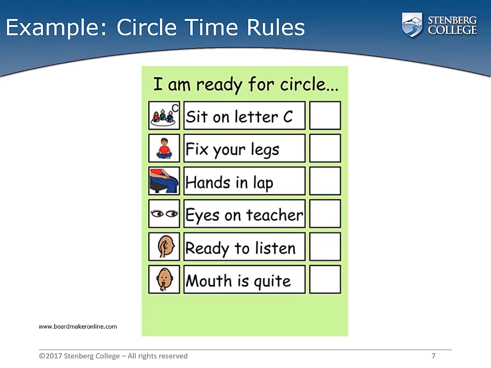These rules are depicted one by one, sequentially, and have a space on the right-hand side where a check mark or an X can go once the step is completed. This keeps the student on track. If the student loses focus during circle by, for example, putting their legs out straight in front of them and moving them up and down, the circle time visual can be shown again while pointing to the fix your legs picture. With regular and consistent use, the student will become increasingly independent at circle time.